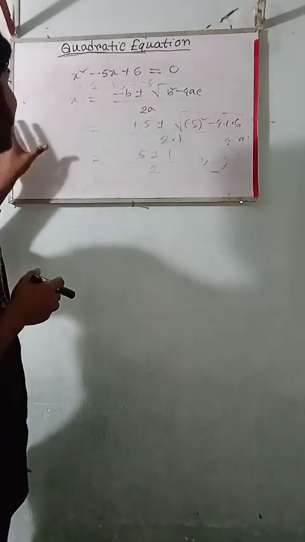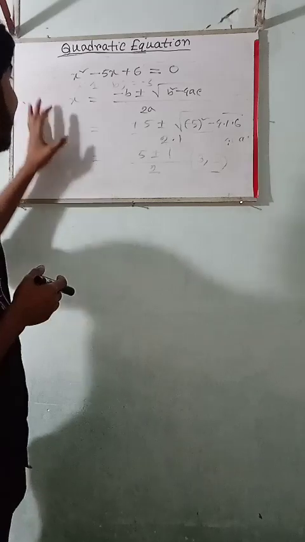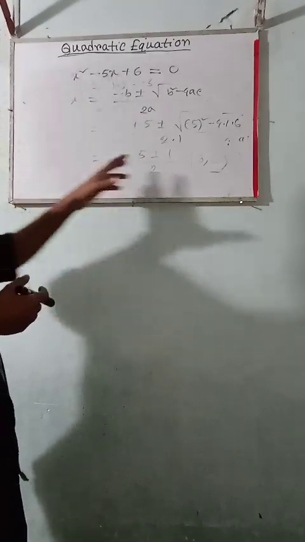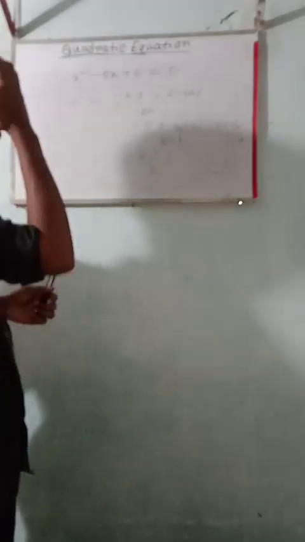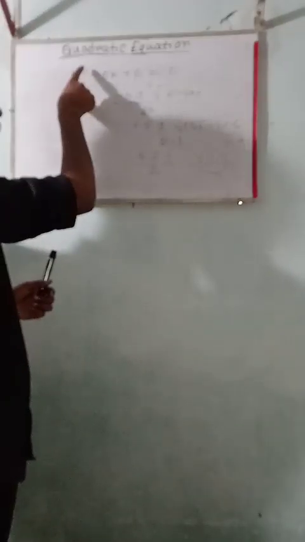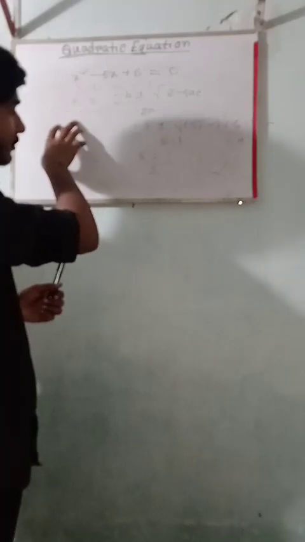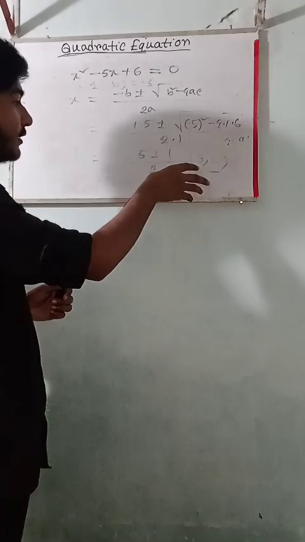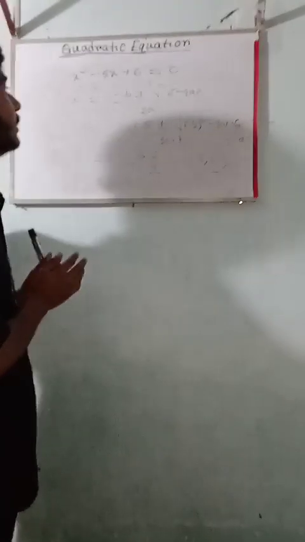So the number of roots is totally dependent on the highest power of x. If the highest power of x is 3, then the roots of this equation will be 3. But as the highest power of x in this equation is 2, the number of roots will be 2. Here the two roots are 3, 2.